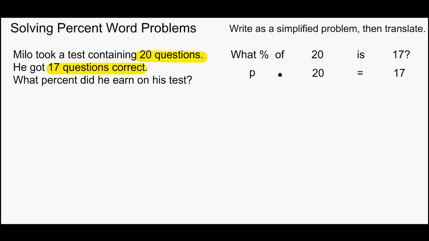Because P is a factor and it's missing, we'll use division. 17 divided by 20 equals P. P equals 85 hundredths. This is the decimal form of the percent. Remember, you will need to multiply by 100 in order to attach the percent symbol. Milo earned 85% on his test.